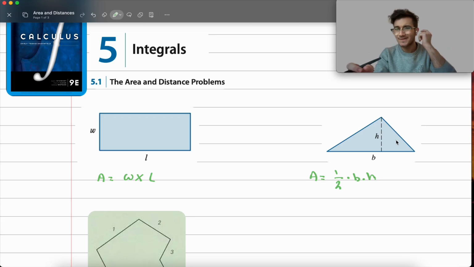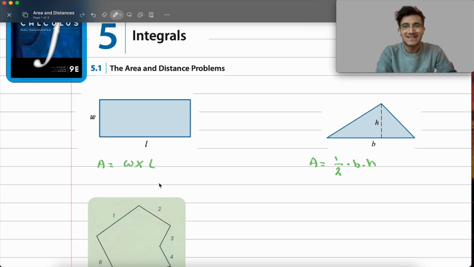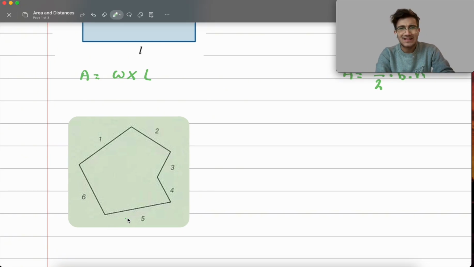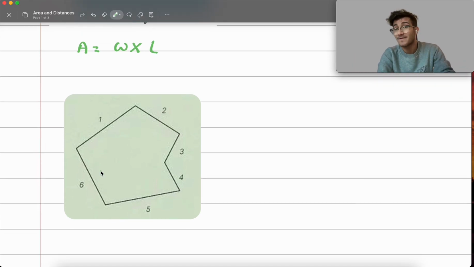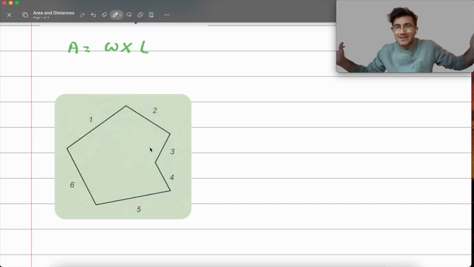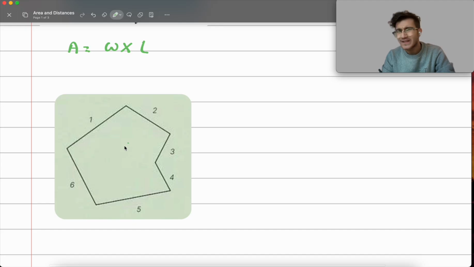But the question is, what if we get some weird shapes where we don't really have a formula? Like this one here. It looks like there isn't any formula for this one. That's right, we don't know a formula for this shape. But to simplify the process of finding the area of this geometric shape, we can divide the shape into many different areas where we can find their areas, and then add those sub areas together. Let's do that together and give it a try.